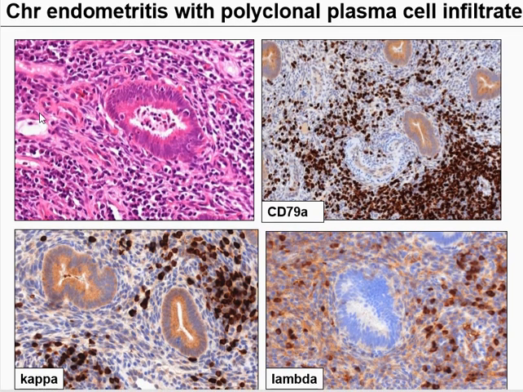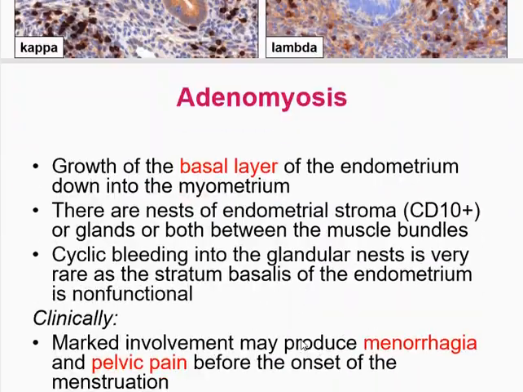Plasma cells are not that obvious within this population of mononuclear inflammatory cells, but may be highlighted with an antibody called CD79A, and you can also see that these plasma cells express both kappa light chains and lambda light chains, so this is a polyclonal proliferation of plasma cells, which is a non-neoplastic proliferation.